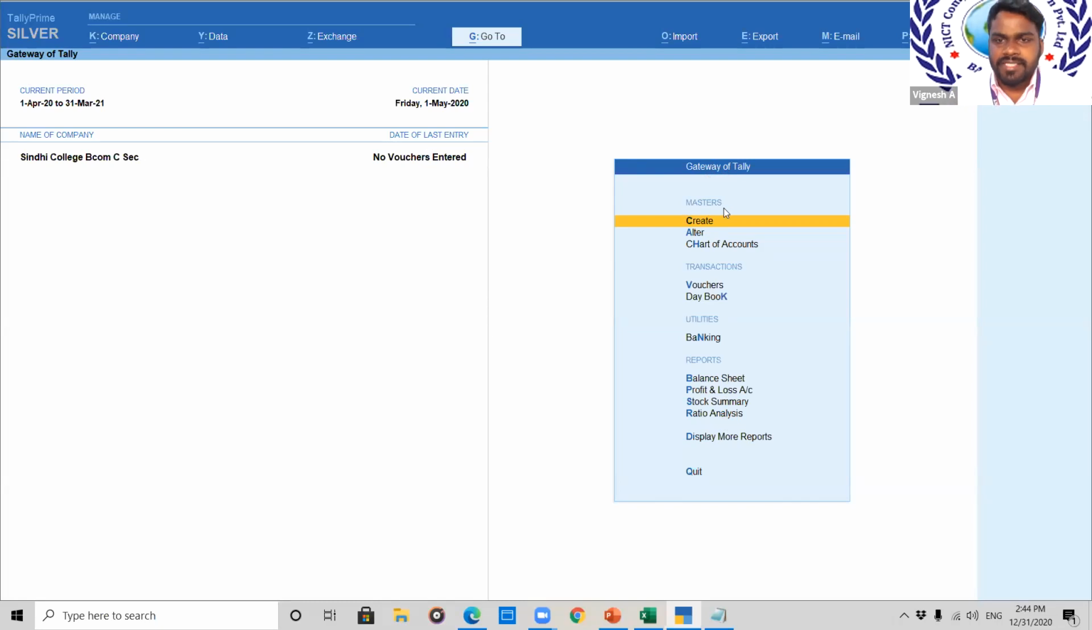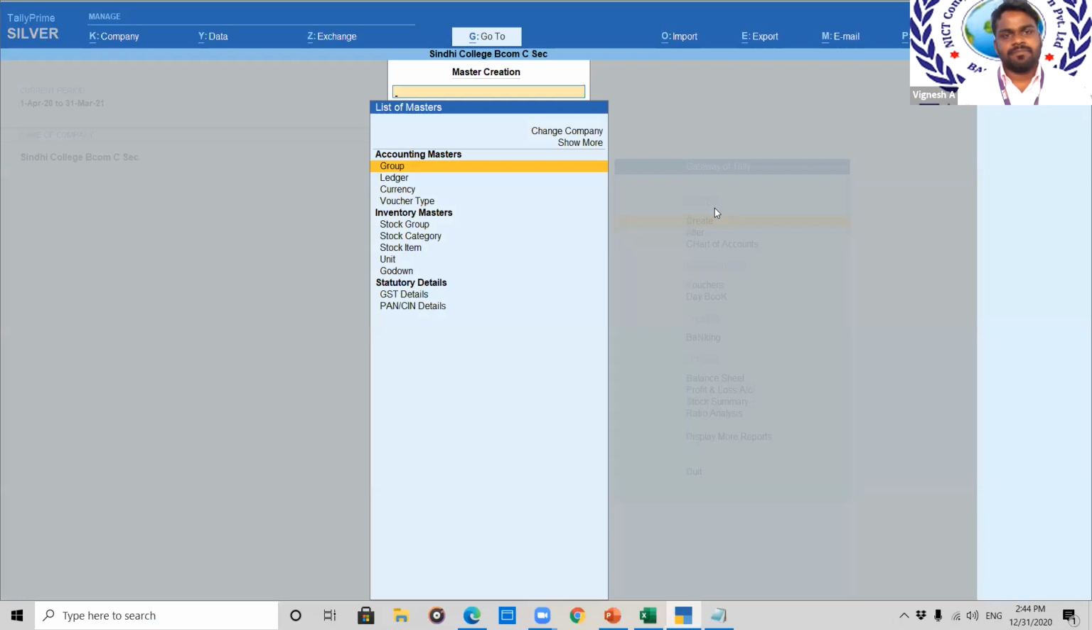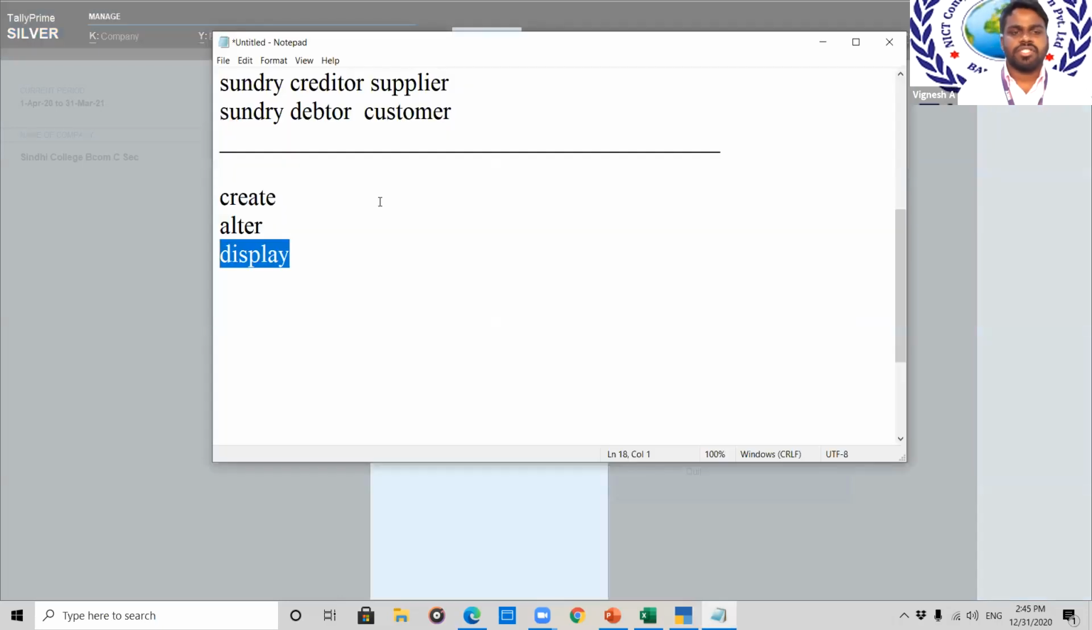First thing is about your masters we are learning. In that we are getting into the create option. When you get into create, the first options you can see are accounting masters, inventory masters, and statutory masters as a group. When it comes to accounting masters, we're going to see mainly groups and ledgers here. We'll come to the explanation now.